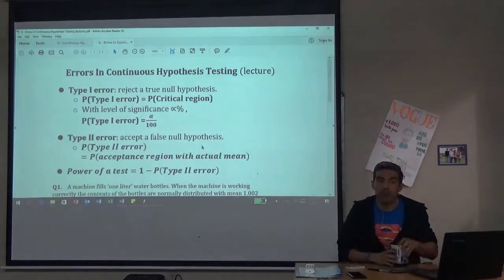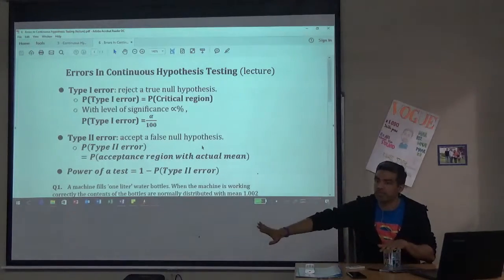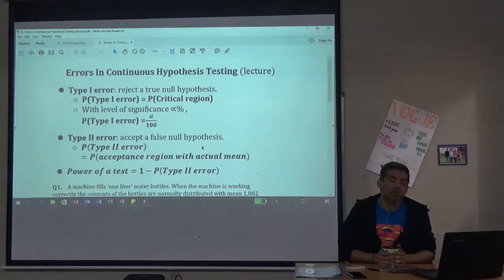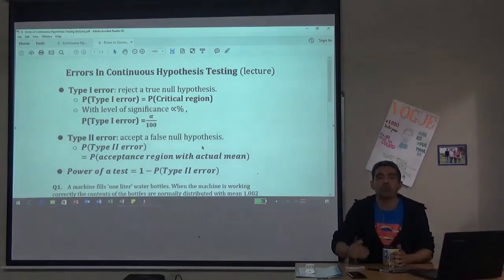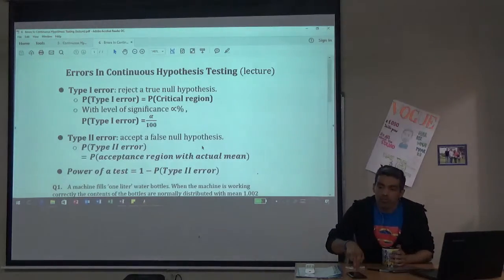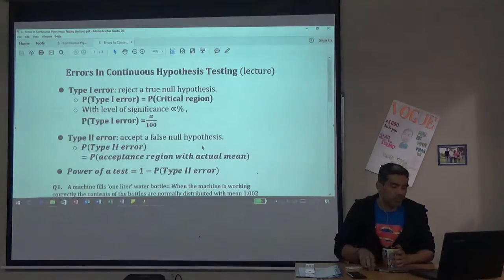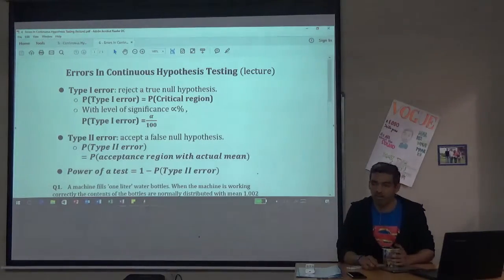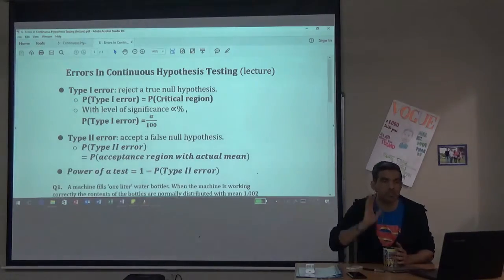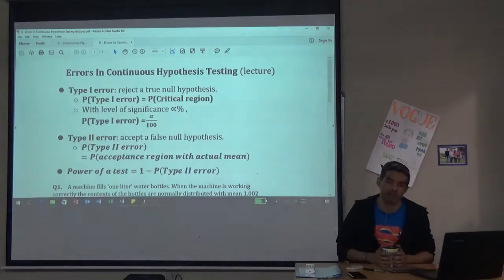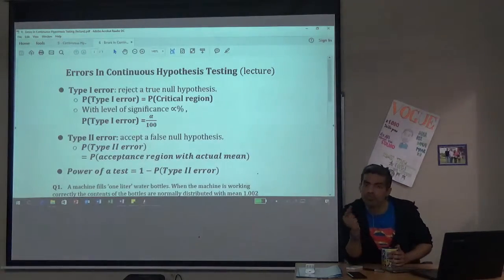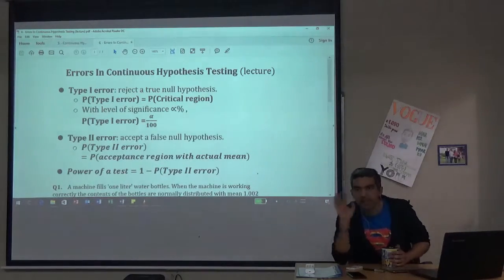Type 1 error probability is 0.05, that's directly related to the rejection region. But for type 2 error, we need to know something more. We need to know what is the actual mean. See, you are saying, I accepted a false null hypothesis. Okay, you ended up accepting a false null hypothesis, so the null hypothesis is not correct, then what is the right value? Until you don't know what is the actual value, you cannot ascertain the probability of type 2 error.